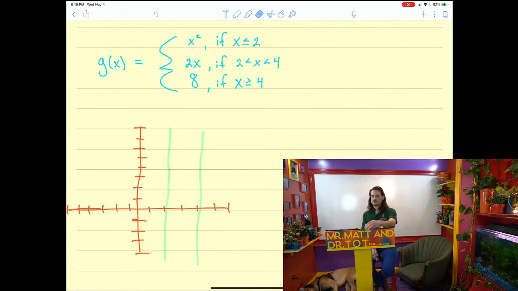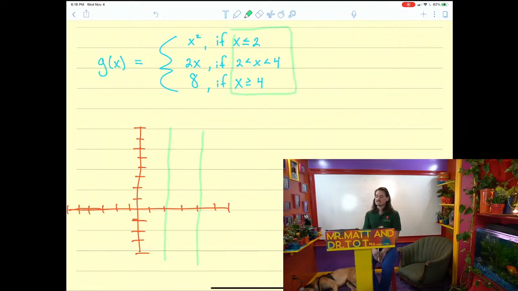Okay, so I drew an x and y axis here, and then I drew in the bounds of the domain that we're talking about as given right here. So you can see that we're talking about whenever x is less than or equal to positive 2, whenever positive 2 is less than x, and x is less than positive 4, or in other words, in between positive 2 and positive 4. And lastly, whenever x is greater than or equal to positive 4. So I just drew in those bounds there.